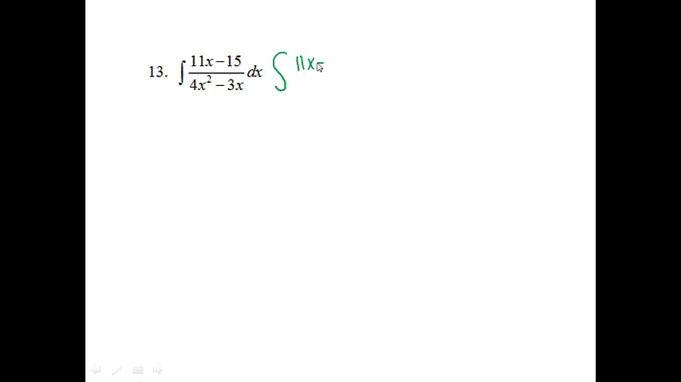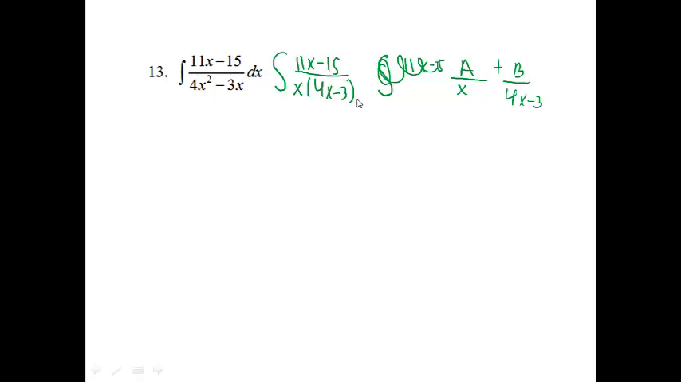This is going to be equivalent to 11x minus 15 over, I could factor out an x, so I'll have 4x minus 3. Actually, nope, we're going to separate it on this one. I'm going to have A over x plus B over 4x minus 3. And then I will have 11x minus 15 over x times 4x minus 3 will equal, getting a common denominator, A times 4x minus 3 plus Bx, all over x times 4x minus 3.